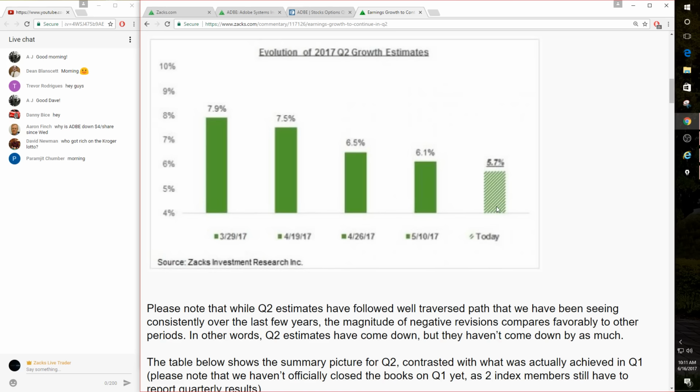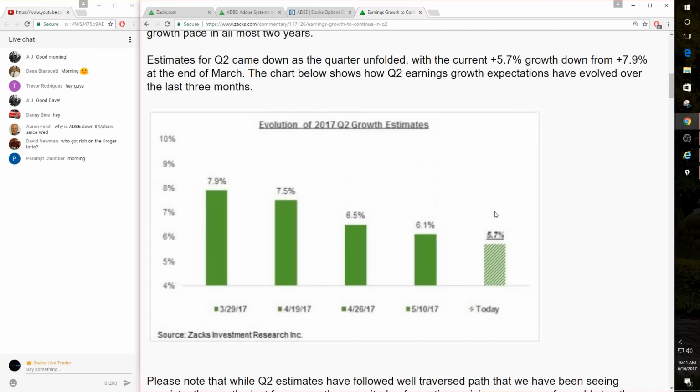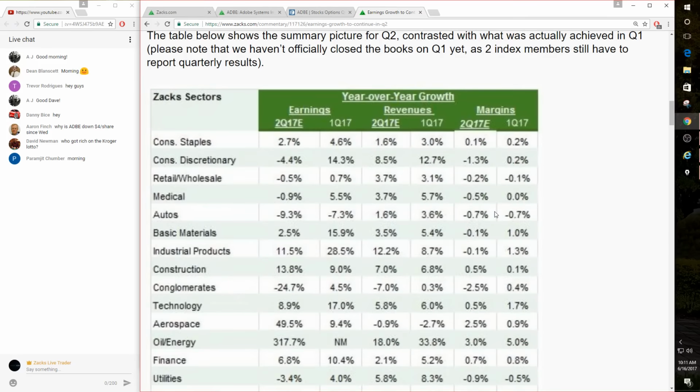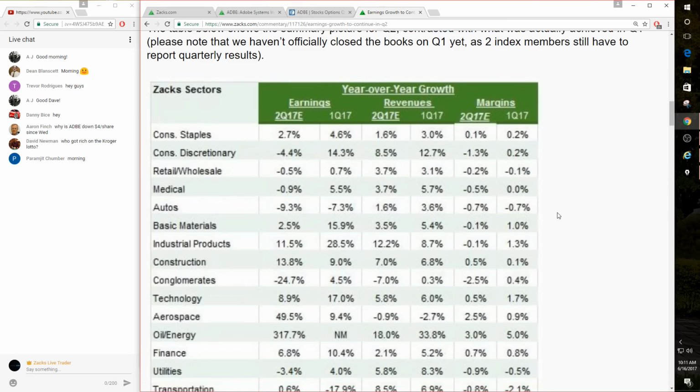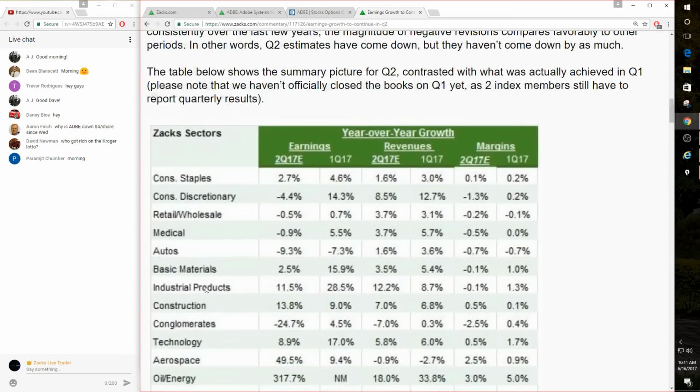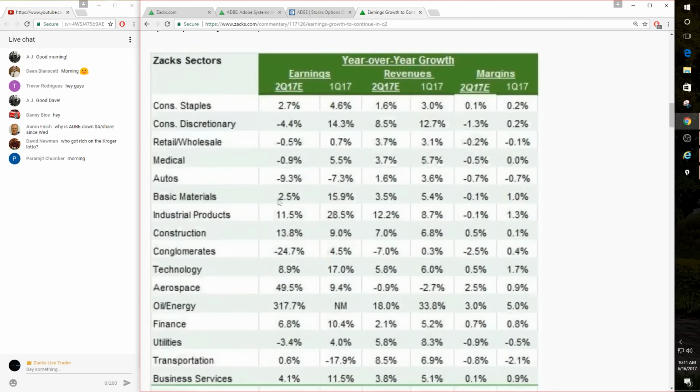Next quarter, 5.7% for Q2 earnings, but it breaks it down here, which is great. So this is year-over-year growth, and we can look at tech here, and look at last quarter, 17% year-over-year earnings growth in tech, which helped support that move higher. Now next quarter, we're only looking at 8.9%.